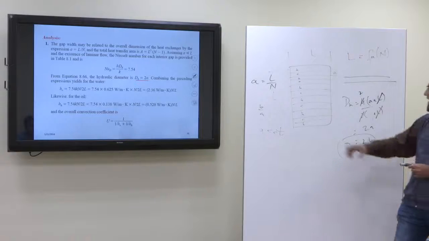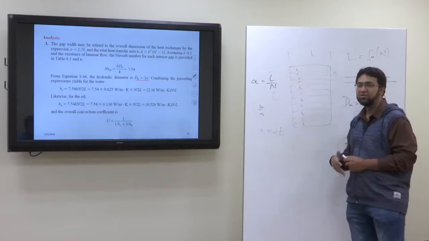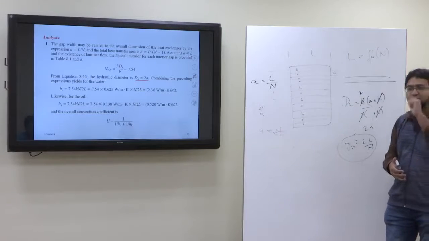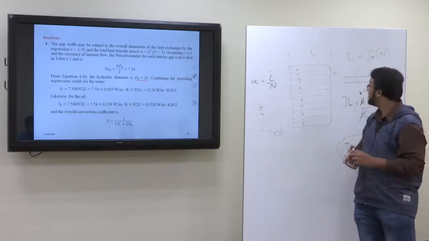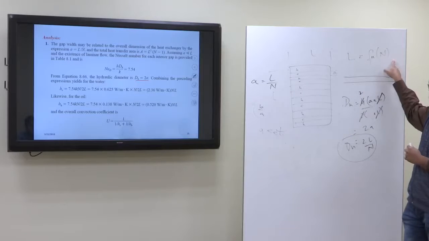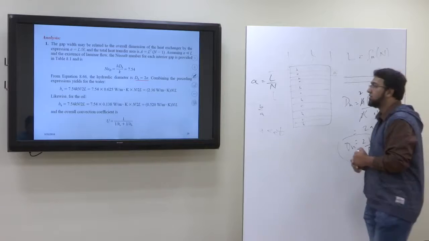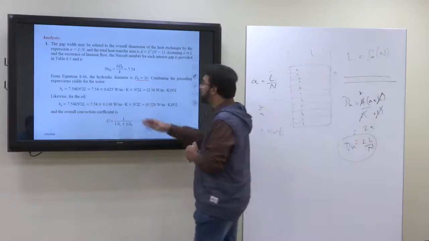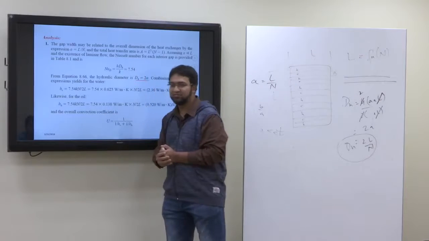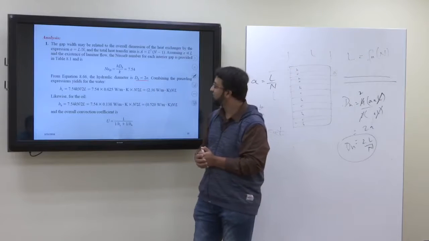Is it clear? A is L upon N. I just want to put everything in terms of L and N, because I need to find L as a function of N. Is it clear? Now I just substitute the values here.